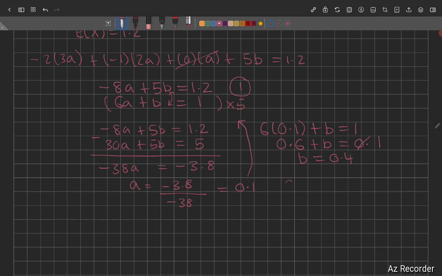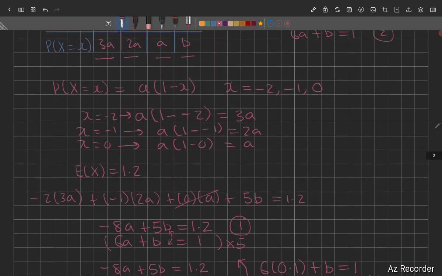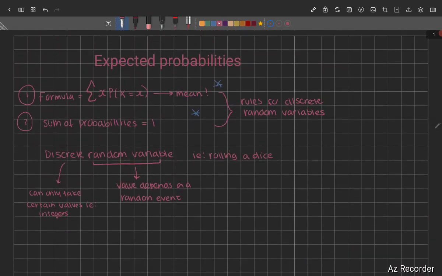So our overall values: a is equal to 0.1 and b is equal to 0.4. We worked this out using these two rules above, which again, in a discrete random variable problem, just remember these two rules and you'll be fine. In the next video, we'll be going through the variance of discrete random variables.